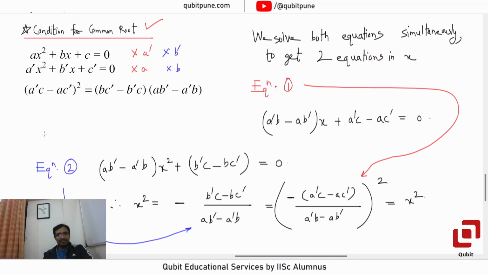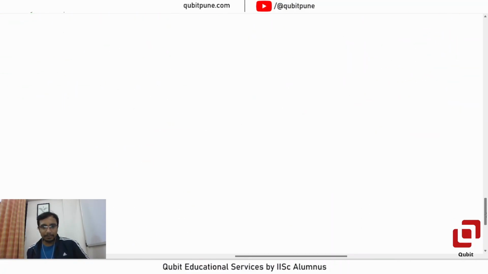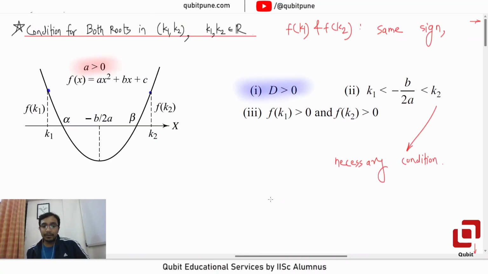But no need to memorize this condition. Who will memorize that? Just remember what we are supposed to do. Get the expressions for x and x squared. Square the expression for x and equate it with the other expression for x squared. Okay, that's the condition for common root.